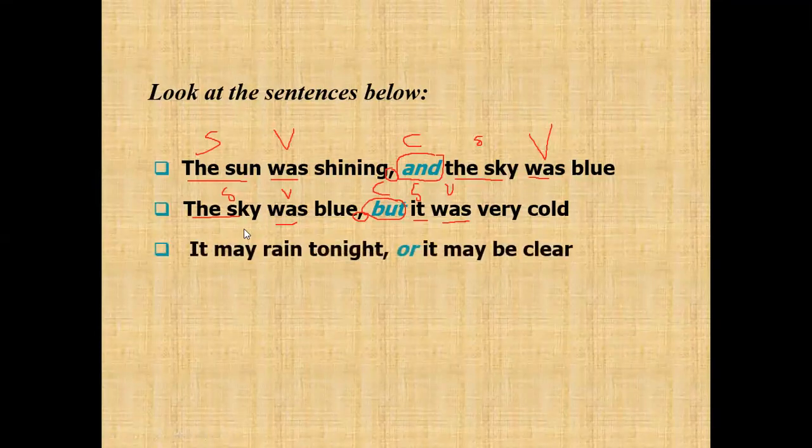Look at another example. It may rain tonight, or it may be clear. It is the subject. May is a verb. There is a coordinate connector or. Before that, there is a comma. And after that, subject it, the verb may.